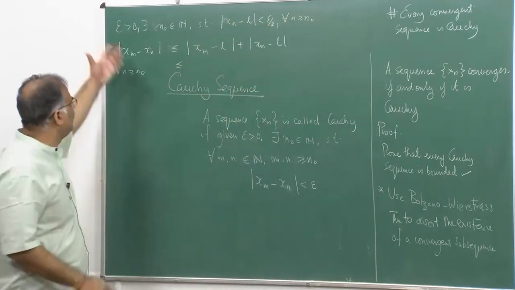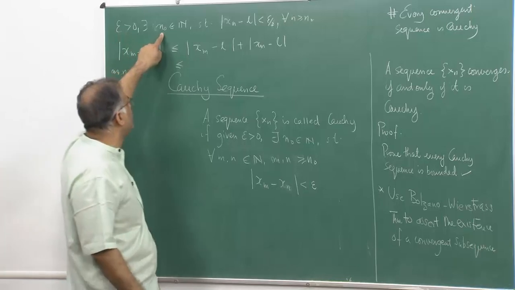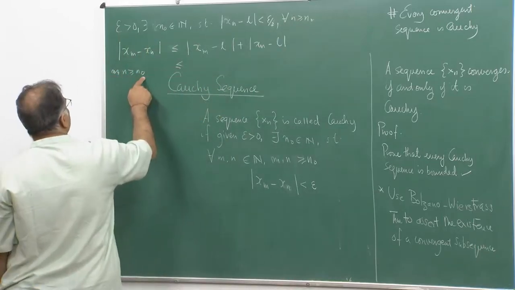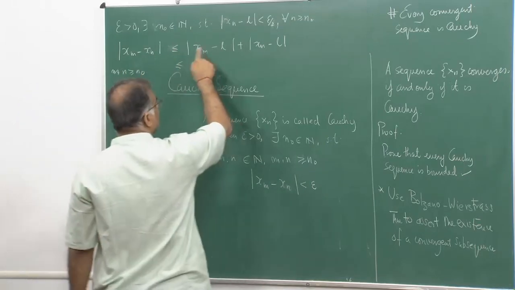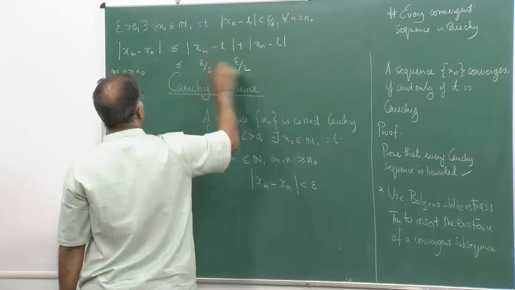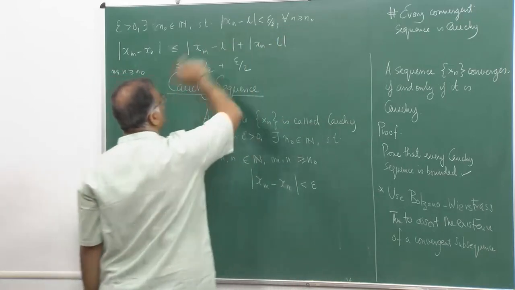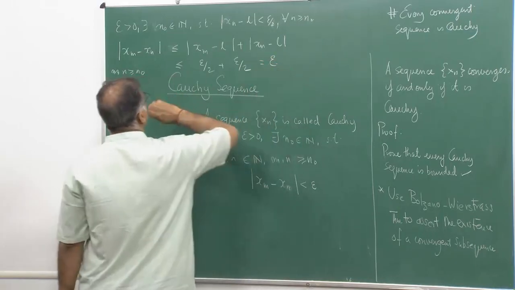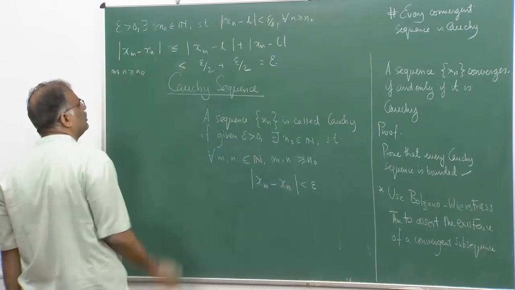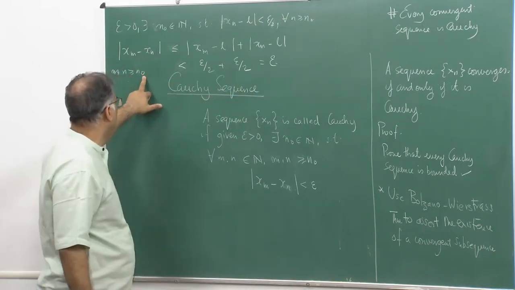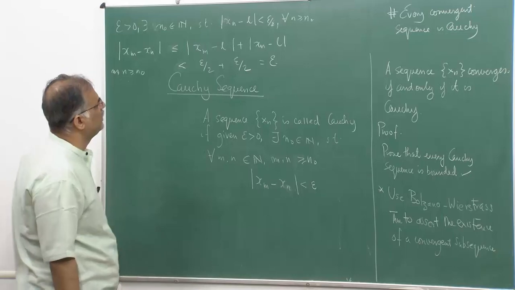So, given an epsilon, I have epsilon by 2, and there exists n naught such that this has happened. So, take all m, n bigger than n naught such that xm minus xn is less than this, and each of them is less than epsilon by 2, because m is bigger than n naught, n is also bigger than n naught, and hence this is equal to epsilon. So, this is strictly less than epsilon. So, xm minus xn is strictly less than epsilon for all m, n greater than n naught, when epsilon is given to be greater than 0.